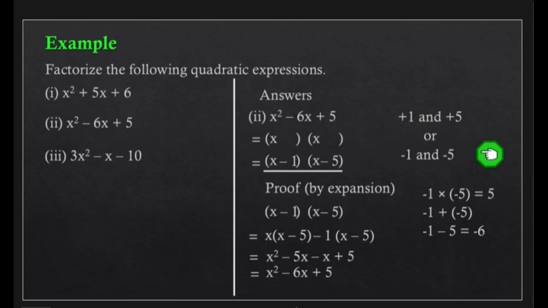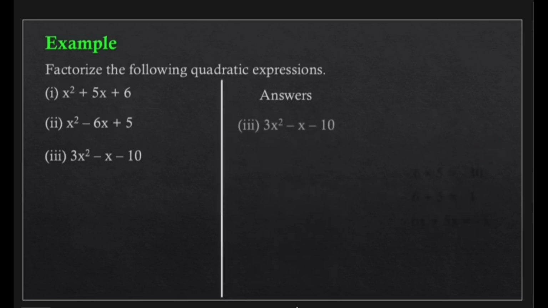So let us look at the last example. Now we are dealing with this last example. But when you look at it, it appears to be different because we have a coefficient there, the constant 3 in front of the x squared. So the way we handle this question will be different from what we have already done with the other two.